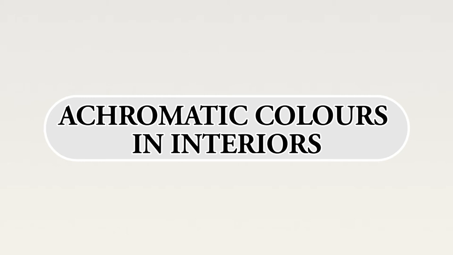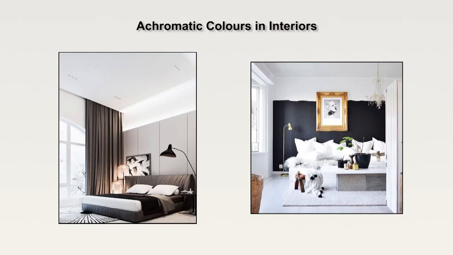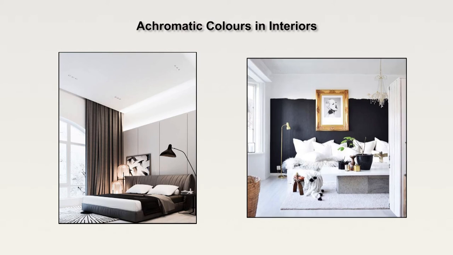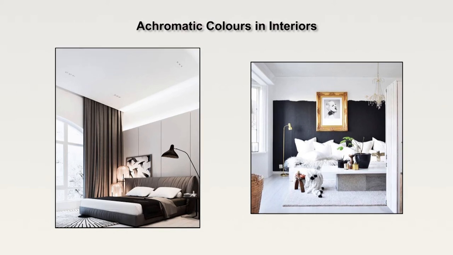Achromatic colors in interiors. Usage of achromatic harmony in interiors can be seen in these images. On the right is a room painted in a combination of white, blacks, and grays. On the left are neutral hues, but not exactly white, gray, and black, but the palest of hues.